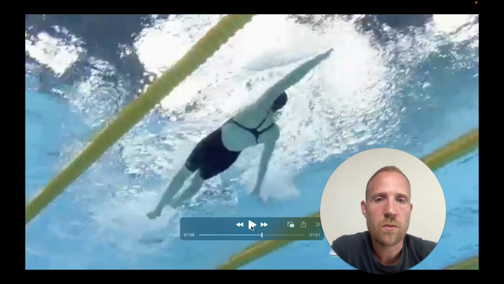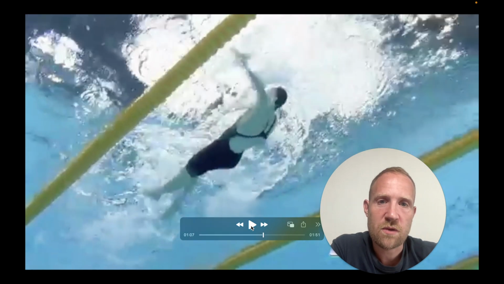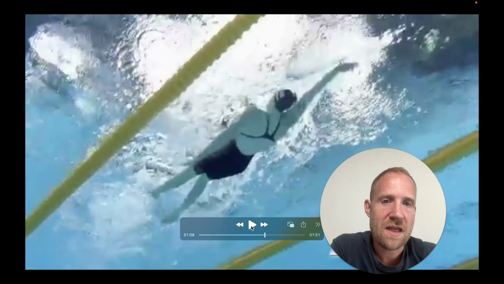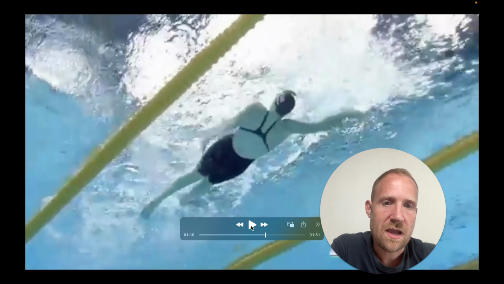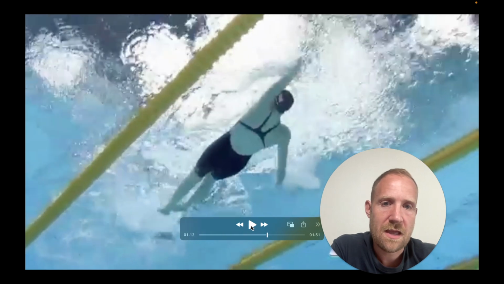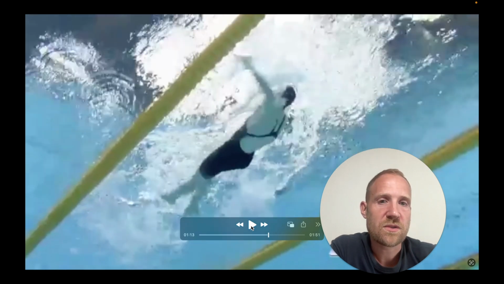Now, just to show you one more example, she's on her side. You can see she's not moving, she's not moving. Pulls all the way through. Still hasn't rotated. And then switches. And now stays on her side. And then switches. So there's a delay so that they can create as much propulsion as possible.